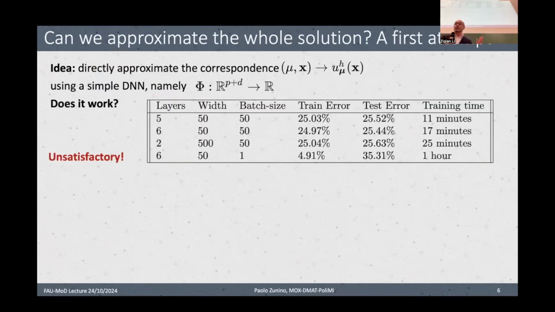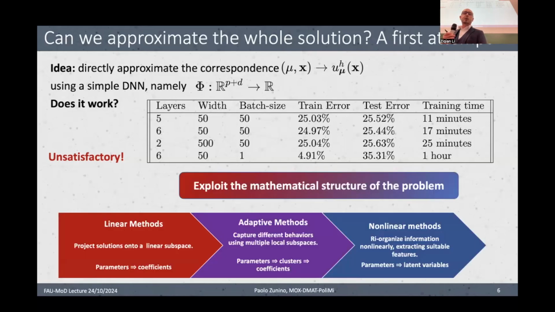We naively tried with different types of dense architectures, even quite expressive, because 5 layers and 500 neurons per layer is quite a lot for such a simple problem. But every time, we saw that the results were completely unsatisfactory. So the very simple message we learned from this is that it is necessary to exploit the mathematical structure of the problem in order to achieve something in this direction.